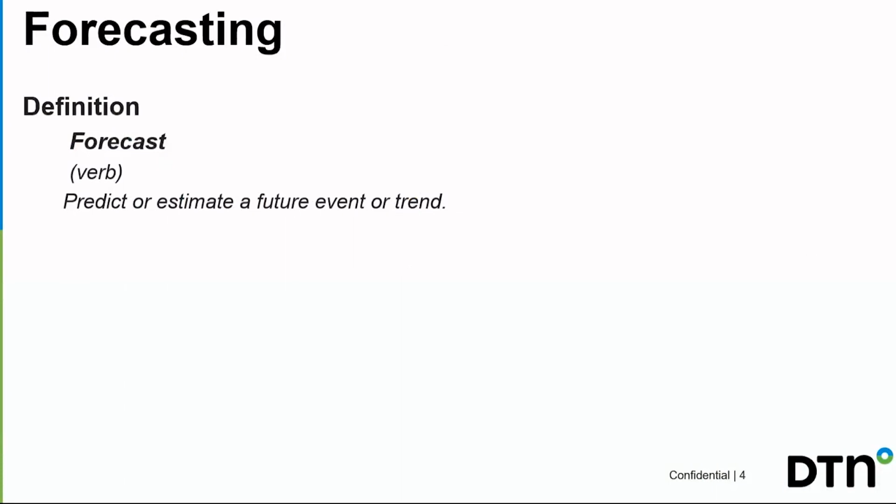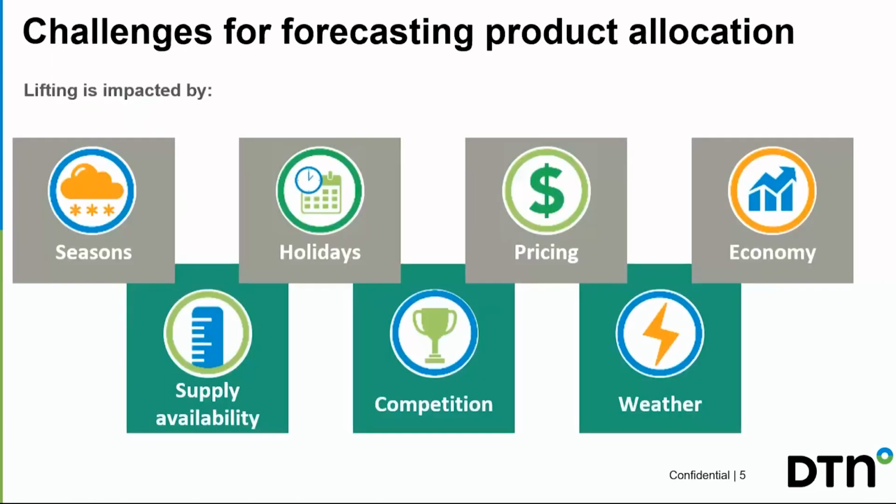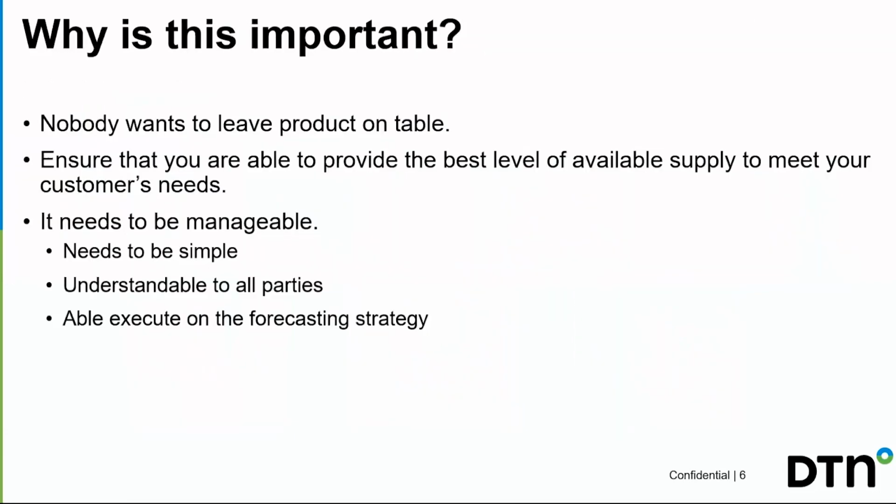What our forecast module does is it tries to estimate how much an allocation should be based off historical liftings. Now, there are lots of challenges forecasting product allocations beyond just those historical liftings. There are seasons, weather, holidays, pricing, the economy, supply availability, and competition. It takes all of that into consideration, and I'll show you that in a second.